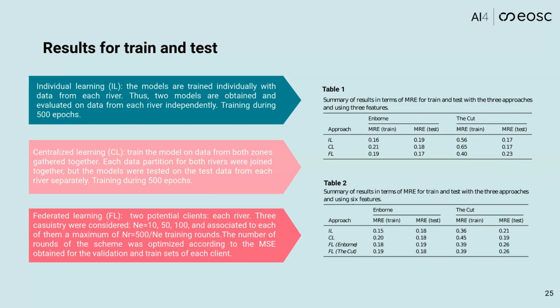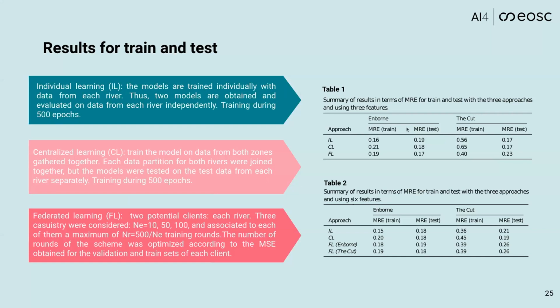Associated with the number of epochs, we associate a maximum number of rounds of the federated learning schema in order to be able to compare the three approaches properly. So, in the case of 10 epochs, we train the model a maximum of 15 rounds, and so on, as you can see here. Then we optimize the number of rounds of the schema according to the mean square error that we obtain both from the train and the validation set that we have for the two different rivers individually.